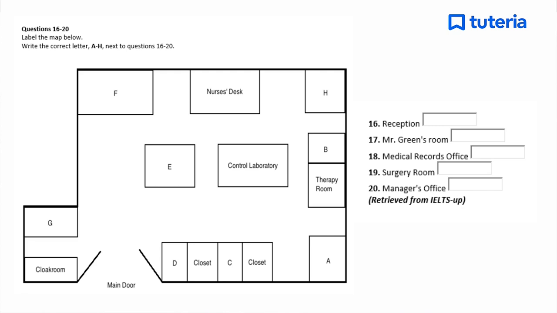So look at the map, you can see the cloak room. You can see the nurse's desk. You can see the control laboratory. You can see the therapy room. Now, there are other spaces, like the F, E, H rooms. They want you to fill them in, okay?